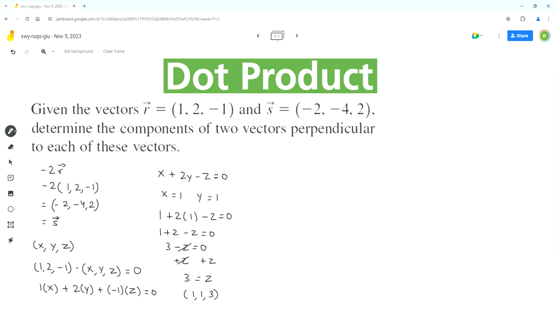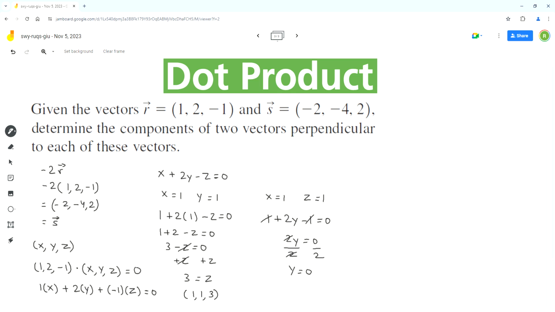Now we have to find two vectors that are perpendicular to vectors r and s. So for the other vector, we'll have to assume values for two of the three variables. So for the second vector, let's assume x equals 1 and z equals 1. Now we can sub in these values in the equation. The ones will cancel each other out. So we get y equals 0.